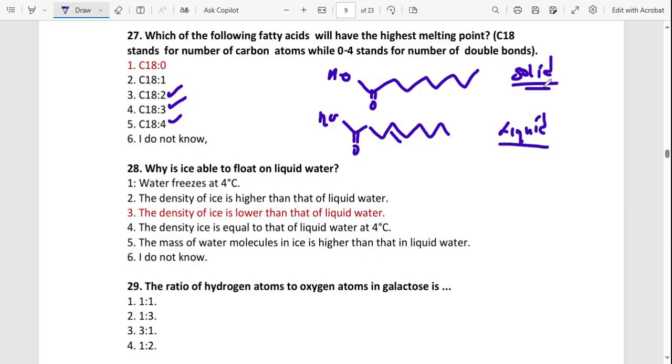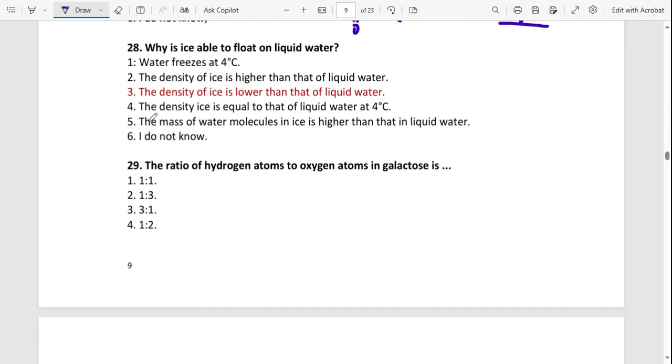And compared between a liquid and a solid, the liquid is easier to melt, isn't it? So which of the following acids will have the highest melting point, the one that is difficult to melt, a solid? So it is the one that doesn't contain any double bond, followed by the one with one double bond, followed by the one with two, followed by the one with three. And then this one will be the easiest to melt because it will be very liquid.